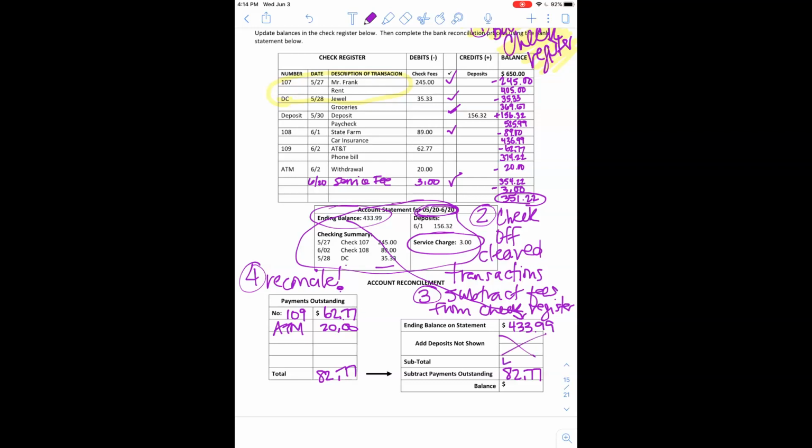All right. Then the subtotal here, and then it says subtract payments outstanding. So we're going to subtract $82.77 from $433.99. So we should get, and we do, $351.22. Now, the only way you know if it's right is if these 2 numbers match, and they do. Okay? If they didn't, you would have to go back and figure out what you did wrong.